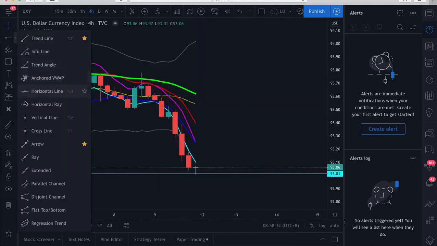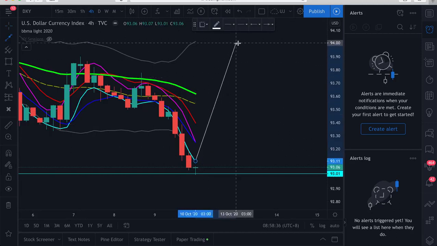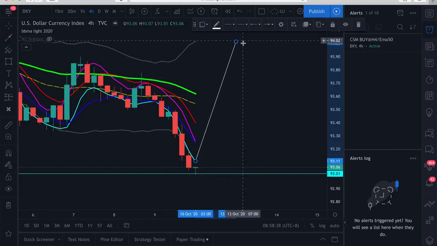So basically, if I draw it on the chart, we want to see something like this, and then we will take the retracement to go further up. That will be our first alert for this week.